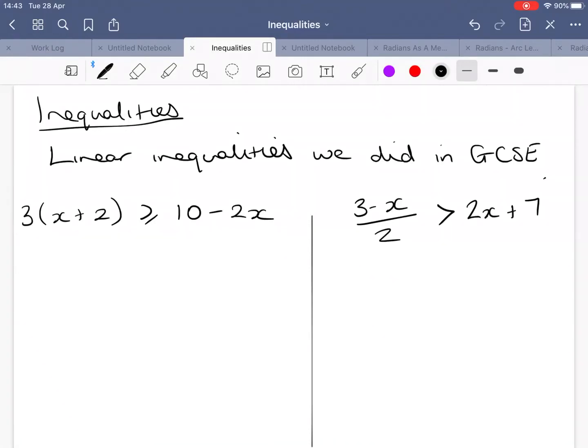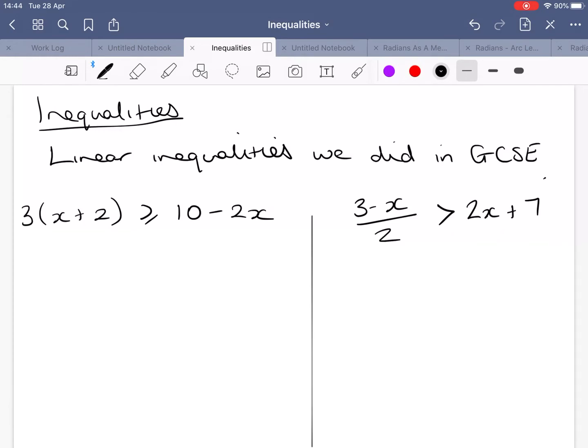Okay, so today we're going to look at inequalities, and the first thing we're going to do is just recap the inequalities that we did at GCSE, and they were all called linear inequalities because they all involved a linear equation. So in other words, only an x to the power of 1, nothing more than that.